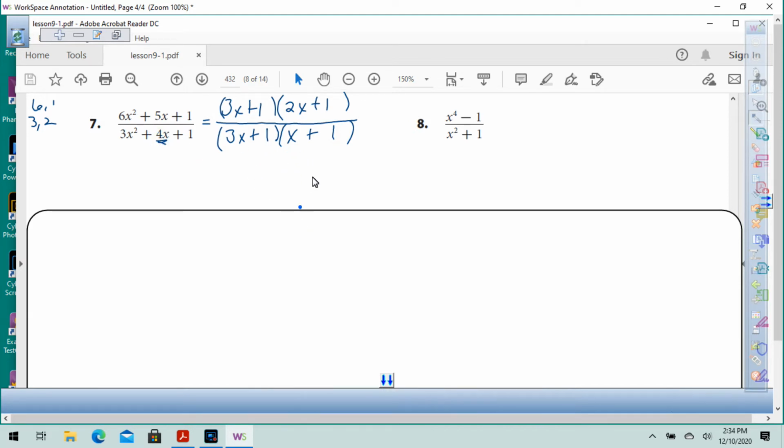It is factored. So what can we take out? Well, we have a 3x plus 1 that we can take out. And those both equal 1. So we are left with 2x plus 1 over x plus 1.